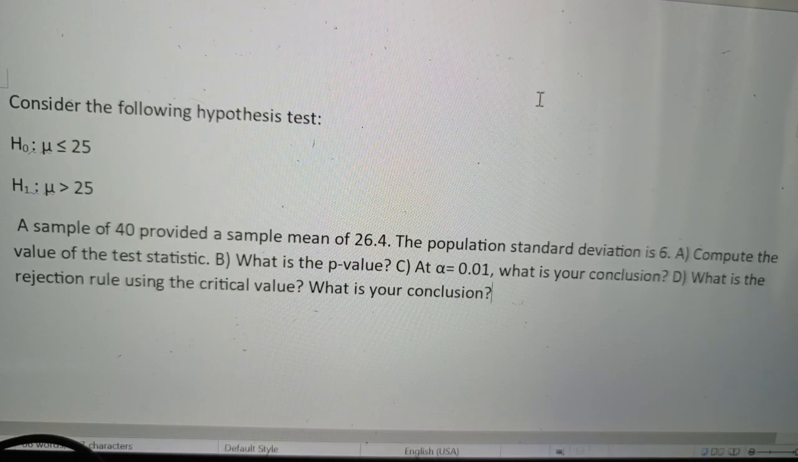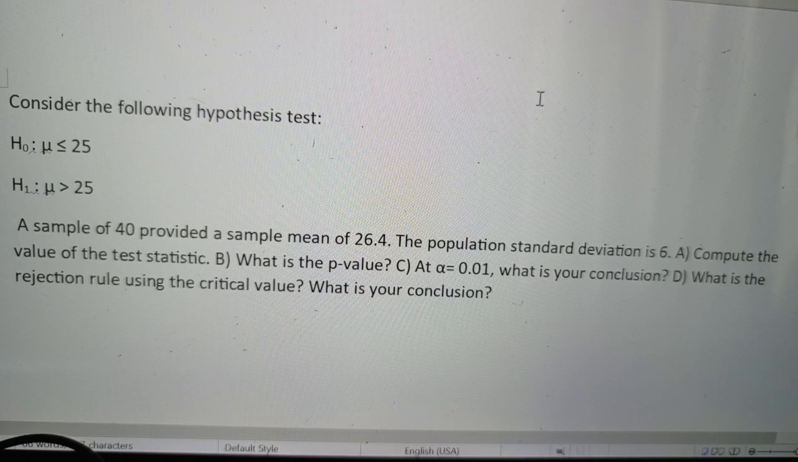Then the third question reads: at alpha equal to 0.01, what is your conclusion? To come up with the conclusion at alpha, you need to understand: if the p-value is less than the alpha, do you reject or accept? If the p-value is greater than the alpha, do you accept or reject? You need to know that. Then where do you get the comparison of the p-value and the alpha? The p-value is the one that was previously calculated.